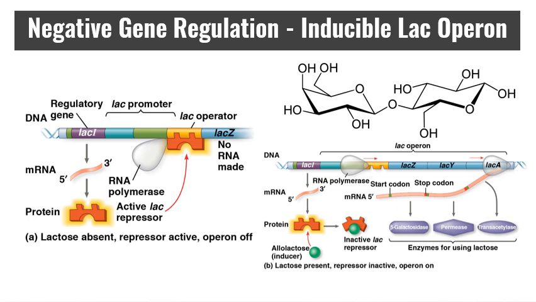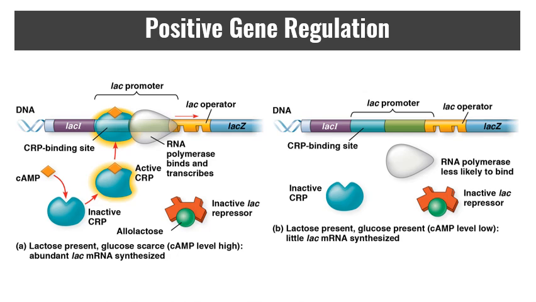So overall, we find that there is a major difference here in the negative gene regulation. Both of them are negative, they prevent something, but repressible operons focus on biosynthetic pathways, and inducible operons focus on degradative or digestive pathways. We also find that there is positive gene regulation. This is going to cause an increase, not a decrease.